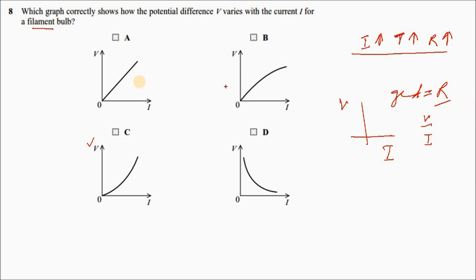If you see the first one, a straight line, the gradient is constant, that means resistance is constant, which is not possible for a filament bulb. And here the gradient is decreasing, so resistance is decreasing, so of course it cannot be the filament bulb. Indeed, option should be C, because if you follow the curve, the gradient of the curve is increasing, that means resistance is increasing. So it should be your option C.